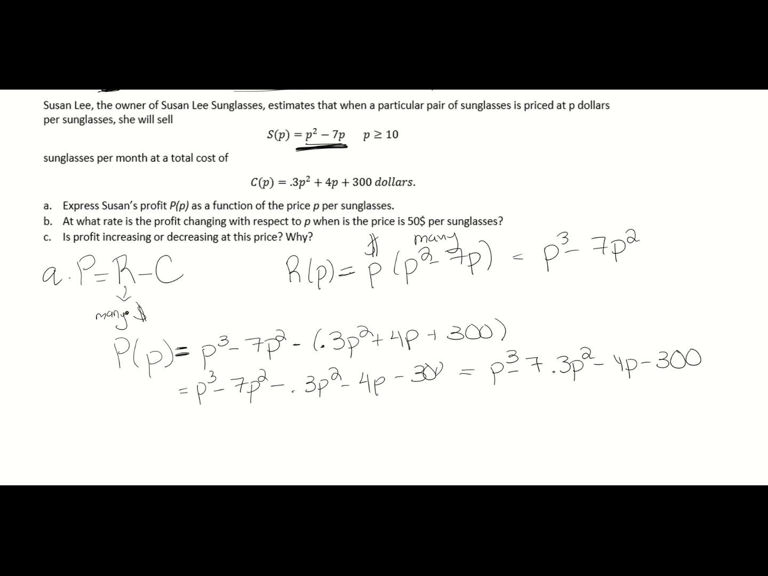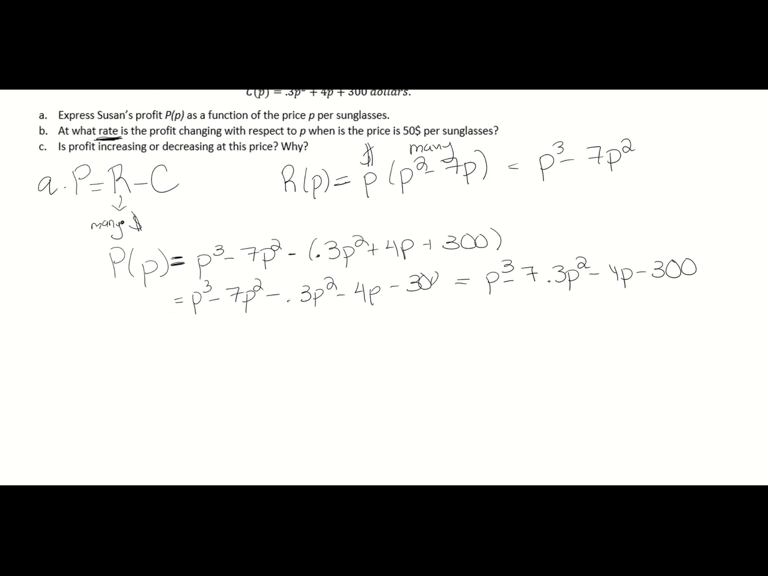Okay, we haven't yet done any calculus. We just figured out the profits. Okay, now here it comes. At what rate, keyword rate, we need to find the derivative. Is the profit changing with respect to P when the price is $50? Okay, so our price is going to be $50, part B. We want to know the rate, so we're going to find the derivative.